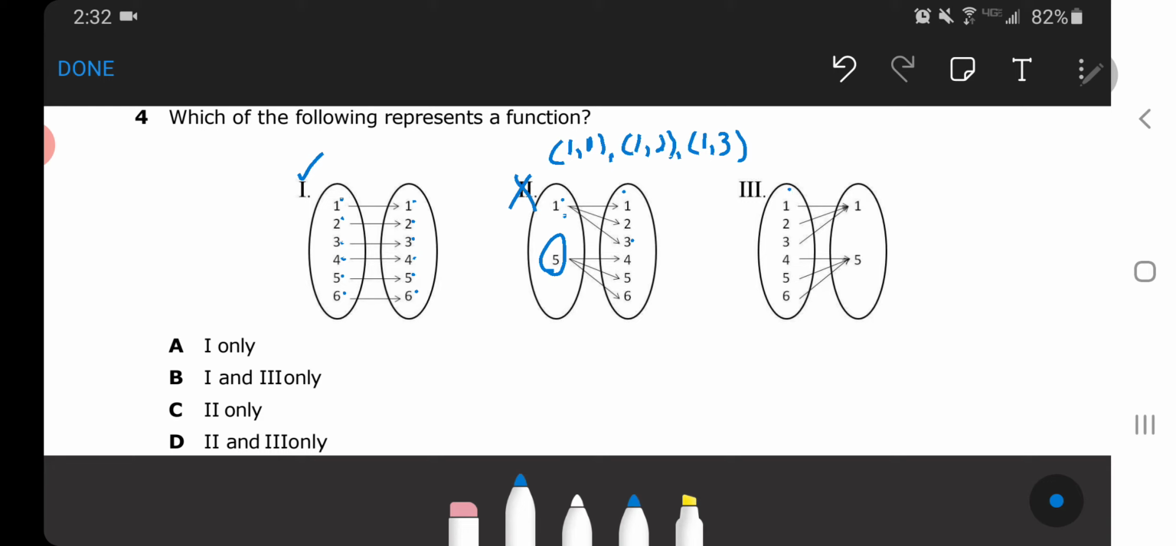And here we got 1, 1, 2, 1, 3, 1. That's fine. Our domain member did not repeat, or each domain member is associated with only one Y member. 4, 5, 5, 5, 6, 5. So this one is a function. So our function in the mapping diagram is 1 and 3. So B would be the correct answer choice in this case.